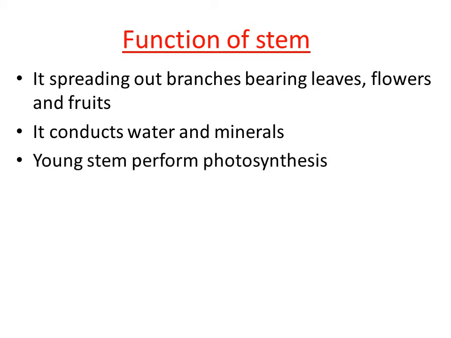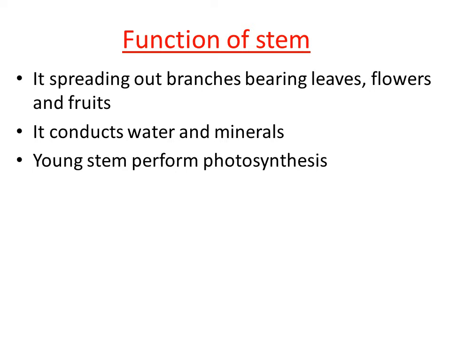Then when the stem is in young condition, it performs photosynthesis. You might have seen that the young stem appears green in color. When it turns old, it becomes woody and loses chlorophyll pigment. The young stem, because it consists of chlorophyll pigment, performs photosynthesis. That means it prepares its own food material by utilizing sunlight and chlorophyll pigment. So these are the main functions of the stem.